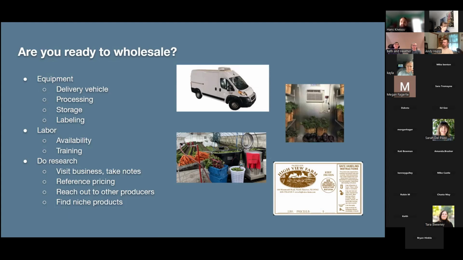You want to make sure your processing is at the point that you can do larger amounts. For vegetable produce, washing and packing is very important. Getting something into a cooler. Make sure you have that storage available, whether it's on farm or at another location. You want to really make sure that you have the ability to meet that demand when it comes. And then labeling. That can be important for all types of marketing channels, but especially when you're talking to wholesale, they might need specific labeling requirements.